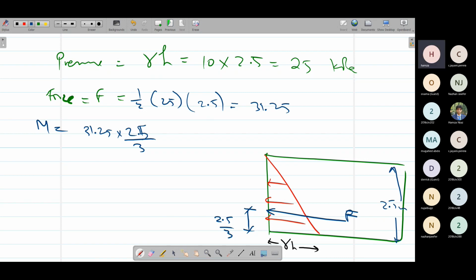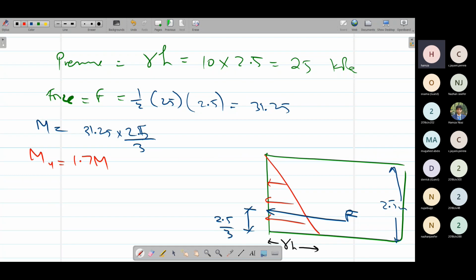After calculating this moment, this is the allowable stress moment, not the factored moment. So we can calculate the factored moment, that is 1.7 Mu. Now we are going to use a factor of safety of 1.7 because it is retaining liquids. So 1.7 Mu.